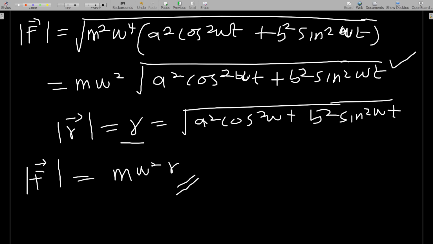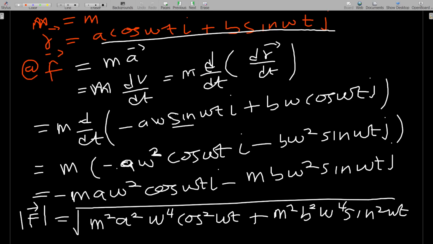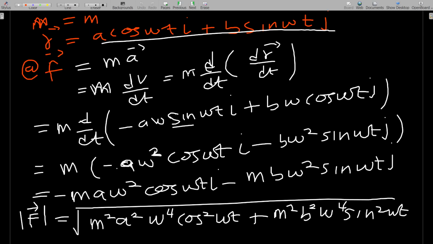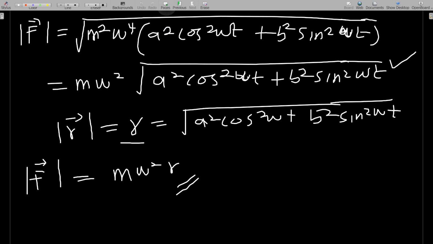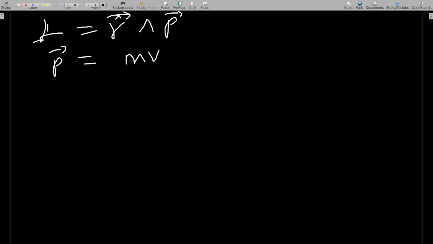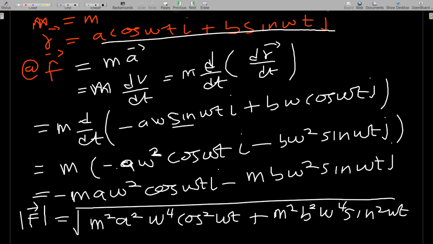Now the second question is, you should find the angular momentum of the particle about the origin at any time t. I know that angular momentum L is equal to r cross p, and r is given. p is equal to mv. The v we had when we were solving the force. The v is just the differential of r with respect to time, and that gave us this part. Or you can actually differentiate it again.